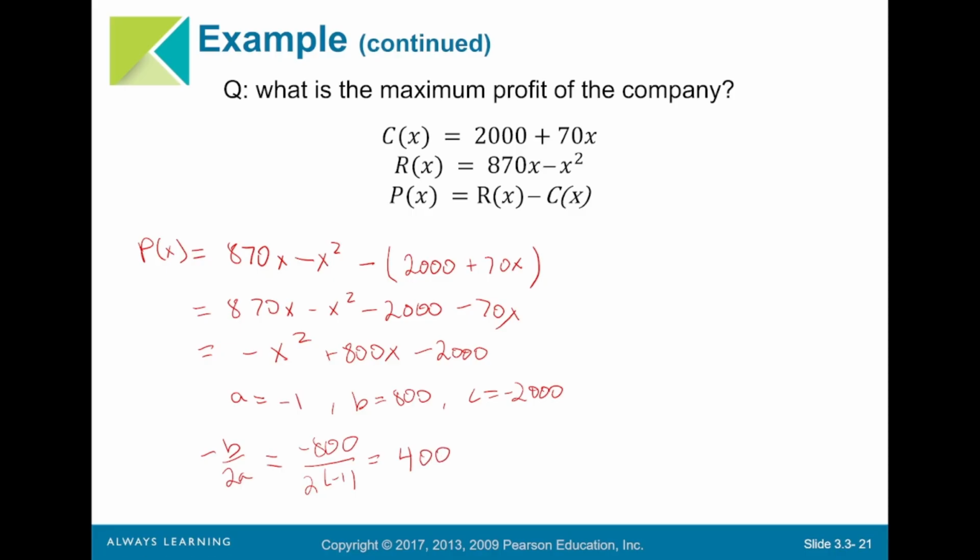Now we plug it back in to find the actual maximum, which is P of 400, which is just negative 400 squared plus 800 times 400 minus 2,000. And if you put that in a handy dandy calculator, you get $158,000.